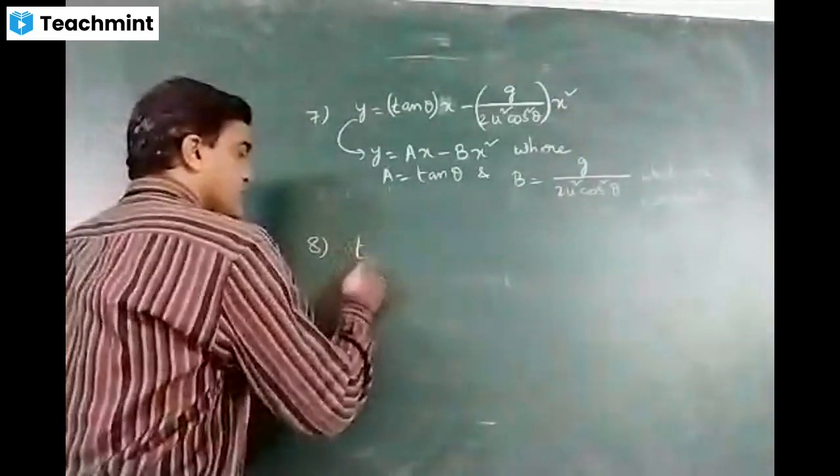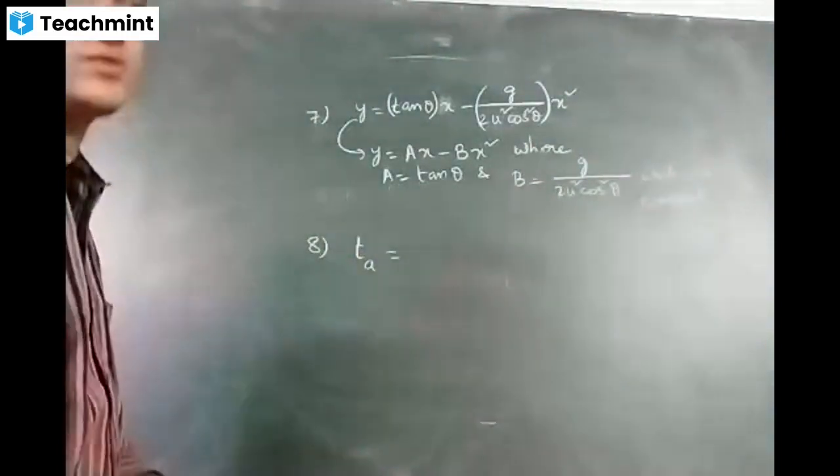What is that after b? b is equal to g by 2u square cos square theta?